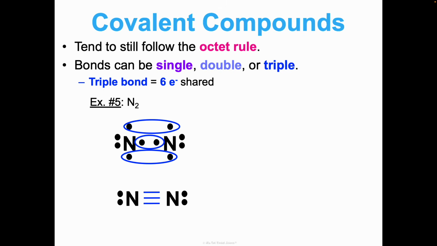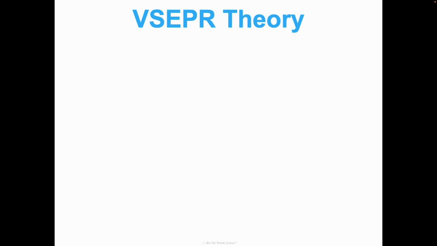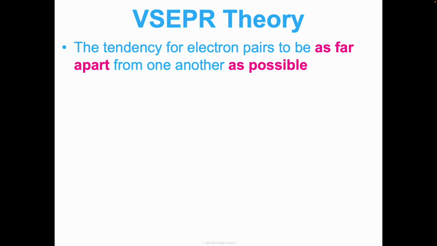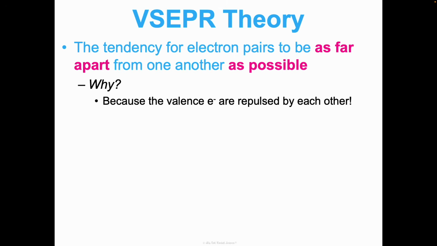Now, why was I doing all those different angles? That's something called VSEPR theory, which stands for valence shell electron pair repulsion theory, also known as electron domain theory. I know that's a lot of words. All it really means is the tendency for electron pairs to be as far apart from one another as possible. Why? Because they have negative charges, so they're repulsed by each other.